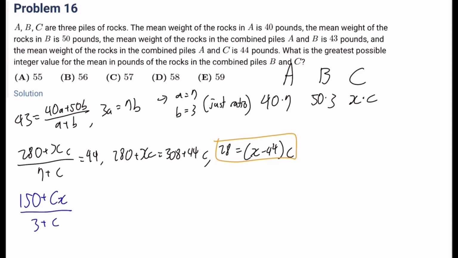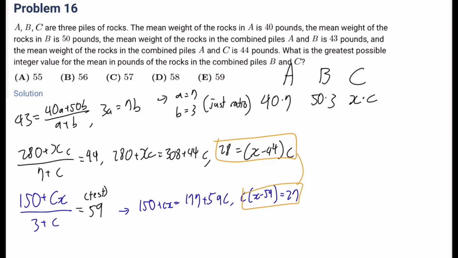But then our biggest answer choice is 59, so if 59 works, then that's the answer. So let's say that this is 59. It is 59, and we are testing this. Right, this is a test. So if this works out, then 59 is the answer. So this gives us that 150 plus CX equals 177 plus 59C. So this gives us that C times X minus 59 is equal to 27.